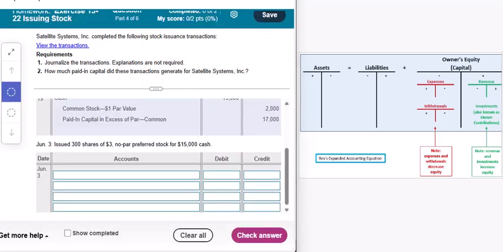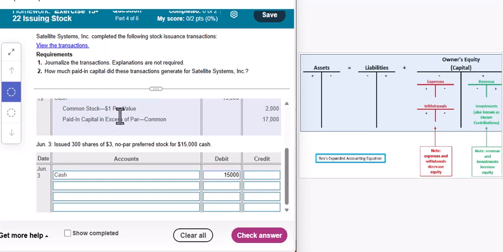Okay. So on June 3rd, for this next transaction, we issued 300 shares of $3 no par preferred stock for $15,000 cash. So we know we're getting $15,000 of cash, so we can input cash, going up with a debit on the left for $15,000. In case you were wondering, this $3 here means the preferred stock will pay a $3 dividend. We're not going to do dividends, so this is just extra information.